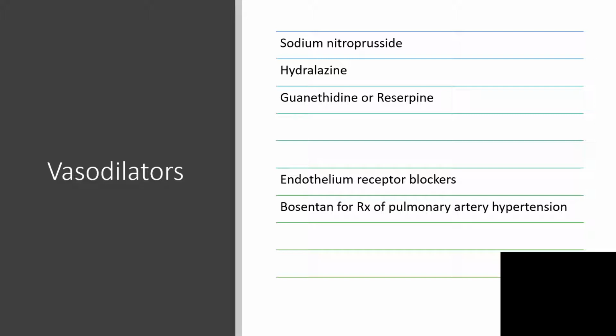The vasodilators are used when the BP is very, very high, though we don't crash it down. Examples here are sodium nitroprusside, hydralazine, guanethidine or reserpine. We can also use isosorbide mononitrate or isosorbide dinitrate, particularly in heart failure. Endothelin receptor blockers, bosentan, for treatment of pulmonary artery hypertension. Specifically, that's the drug of choice when there's pulmonary artery hypertension.